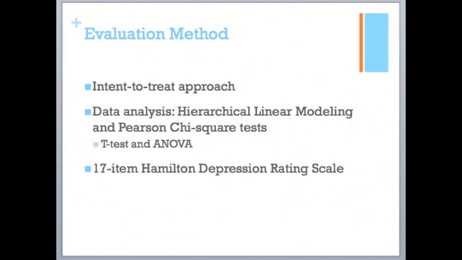The approach used to evaluate the data was the intent to treat approach. They analyzed the data using hierarchical linear modeling and Pearson chi-square tests that utilize t-tests and ANOVA tests. They also used the 17-item Hamilton Depression Rating Scale that was described earlier.